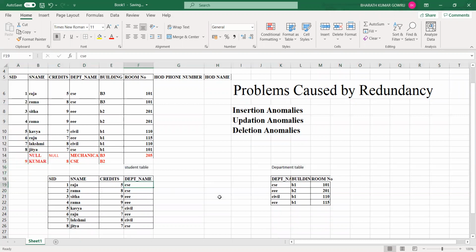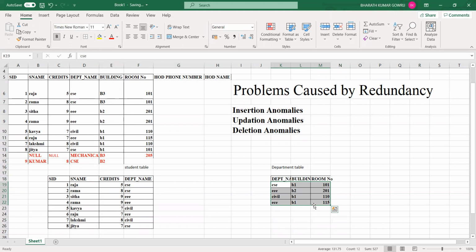So please observe here. Here also all the information is available. We will not delete any information. Suppose we consider the department table, where all the department numbers, block numbers, and room numbers are available. Whatever information is available in the top table, all of it is available in the department table.